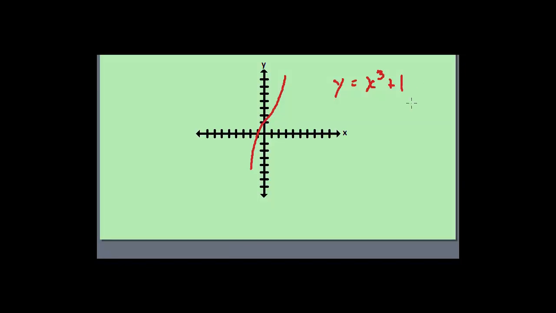Here's a cubic function for us to look at. In this cubic function, we will see that it crosses the x-axis and the y-axis in one spot each. So there's where it crosses the y-axis. Here's where it crosses the x-axis.